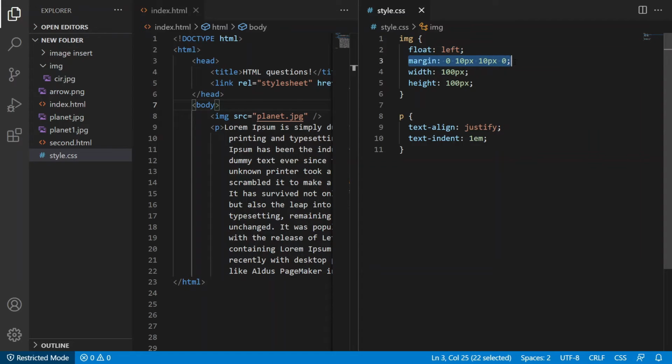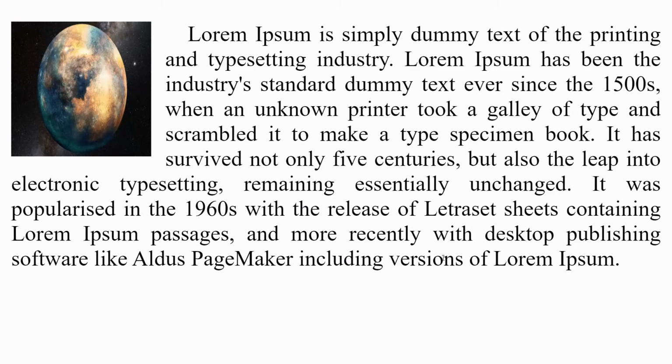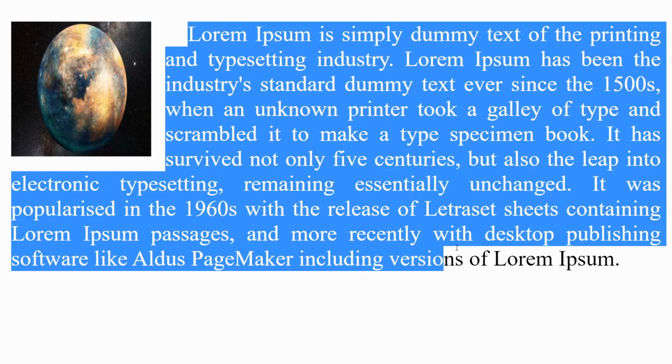Now let's see the text. In our paragraph, the style we will use is text-align justify and text-indent 1em. It's really simple and easy to wrap text around an image. In our browser, everything looks fine. We have our planet image and our text wrapped around the image.